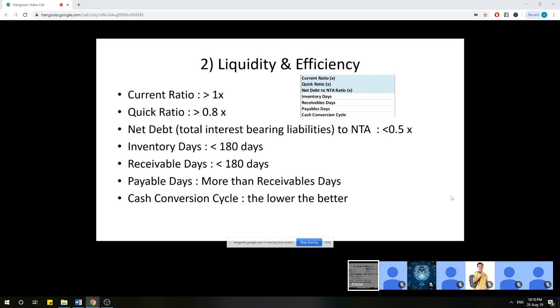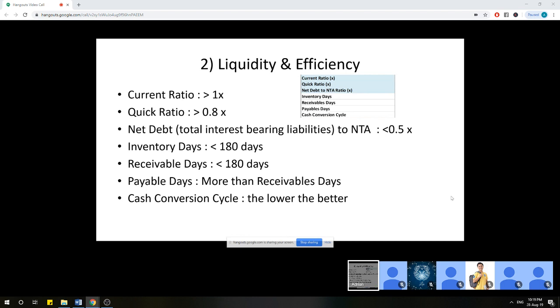Receivable days meaning how fast you collect your cash from your customer. It's simple as that. So this indicator also shows your bargaining chips, your bargaining power with your customer. So of course, the lower the better. When the receivable just continues to increase over the years, then you have to worry, because maybe the company does some manipulation already, meaning they recognize the sales too fast, but actually the cash is not received yet.